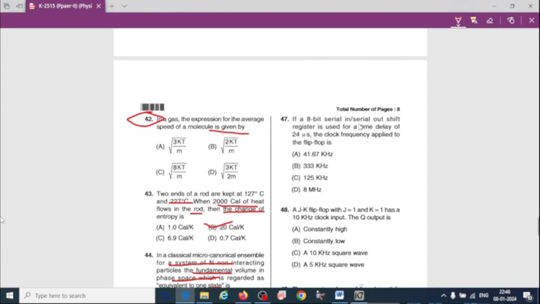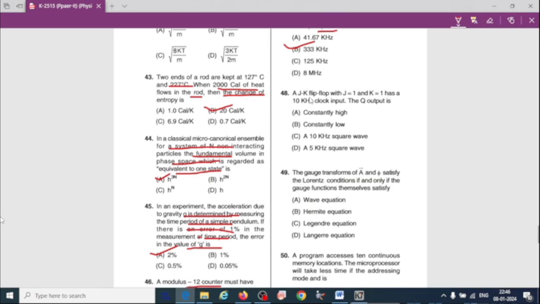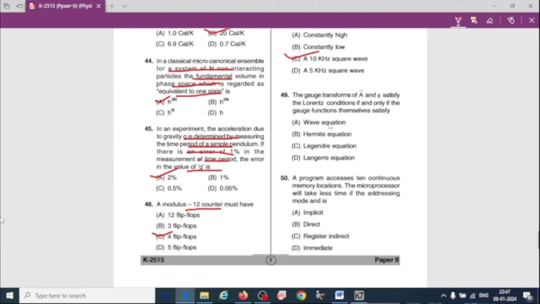An 8-bit serial in serial out shift register is used for a time delay of 24 microseconds. The clock frequency applied to the flip-flop is B, 333 kHz. A JK flip-flop with J equal to 1, K equal to 1 has a 10 kHz clock input. The Q output is a 10 kHz square wave.